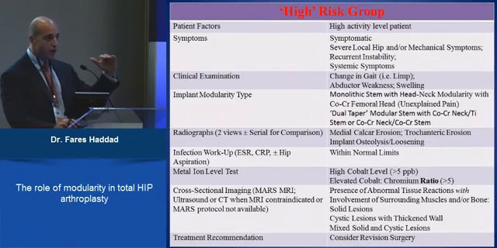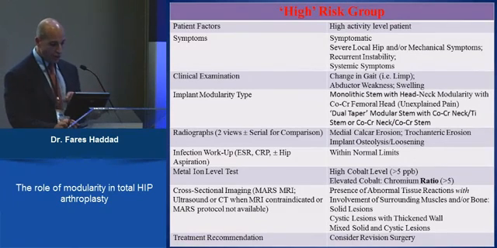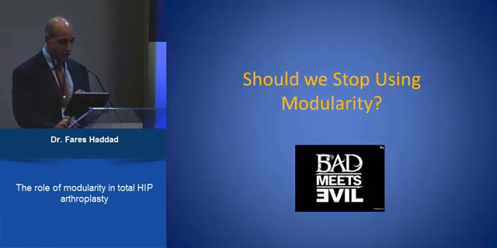Remember how cobalt and chrome go up with metal on metal. If you have a high cobalt and a low chromium, then that's a significant indicator of corrosion, and those are a big problem where you need to consider revision. So this is all published now, and it is a concern in terms of what's happening. So should we stop using modularity?